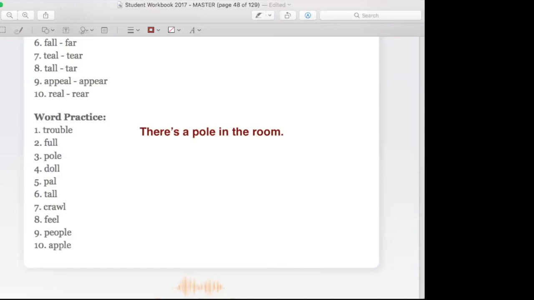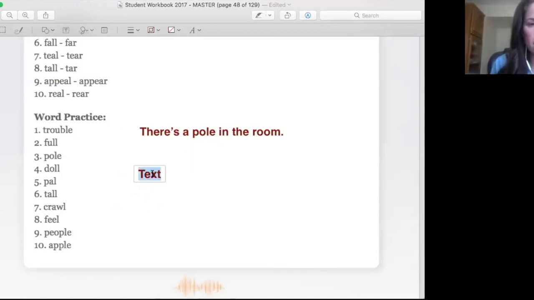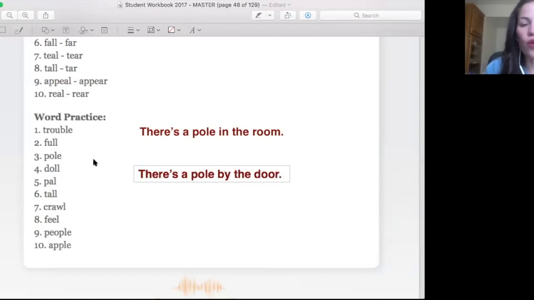Okay. And what if the next word after the pole starts with a consonant? Yeah. So if it's a consonant, there's a pole by the door. Okay. A pole by the door. If you still touch it and connect it that way, it'll sound fine. So if I said there's a pole by the door versus there's a pole by the door, do you hear a difference? There's a pole by the door. There's a pole by the door.